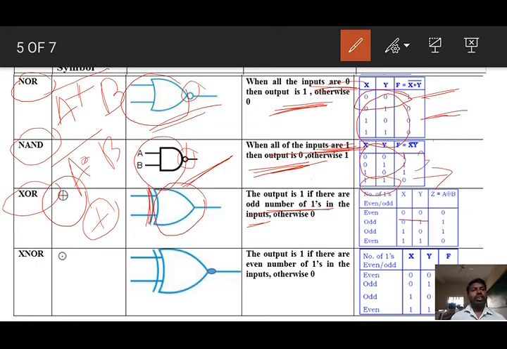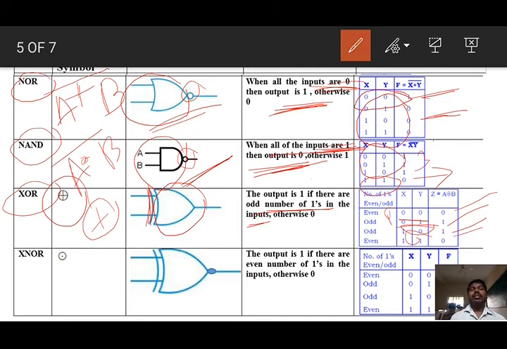First combination 0 0, the output is 0 because the number of ones is even, which means 0. Understand? Next, 0 1, the number of ones is 1, which is odd, so 1. Next, 1 0, the number of ones is odd, so the output is 1. Next, 1 1, it is even, so the output is 0.